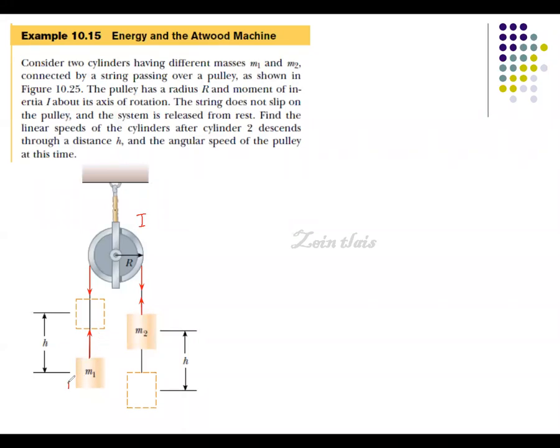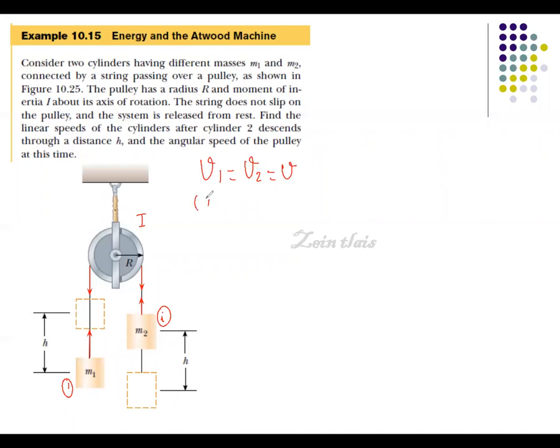Initially, this is the initial position of M1 and the initial position of M2. We release the system without initial velocity. M1 goes up a distance h, and M2 moves down a distance h. I need to calculate the velocity of M1 and M2. You know here V1 equals V2 equals V.